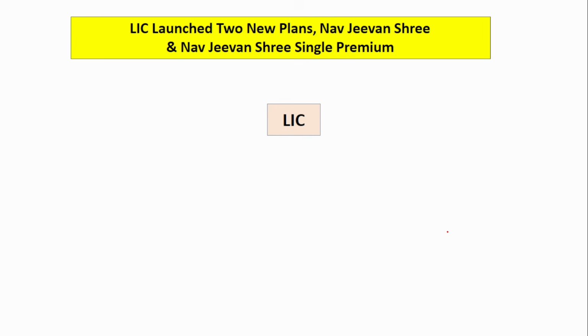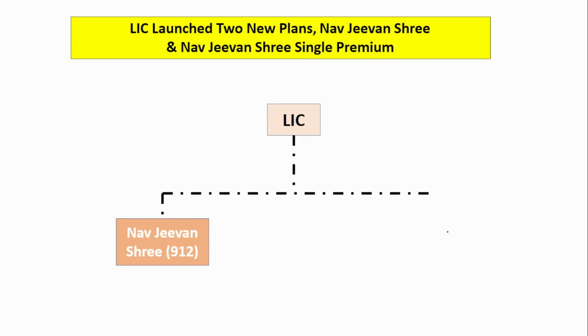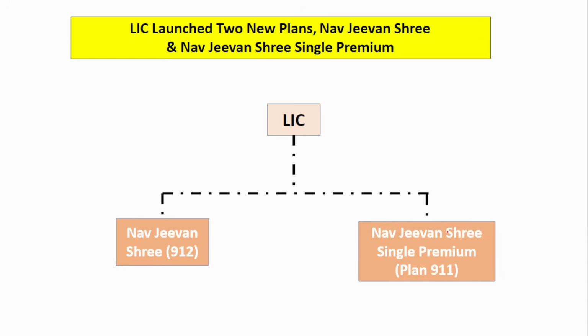Next is LIC, that is Life Insurance Corporation of India, has launched 2 new plans. One plan name is Nav Jeevan Shri. The other plan name is Nav Jeevan Shri Single Premium. So these are the 2 new plans. Let us look into what the plans are about. So first, Nav Jeevan Shri, it is an endowment plan. Now what is this endowment plan?